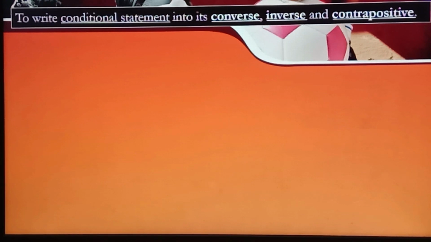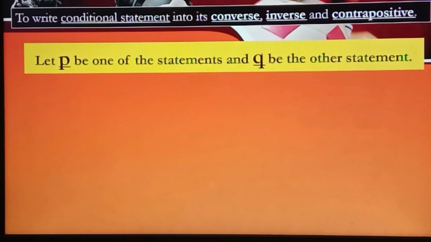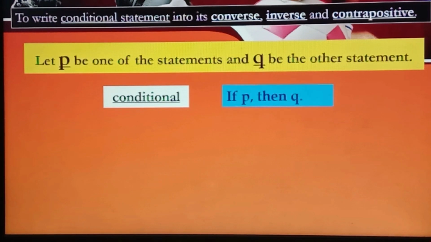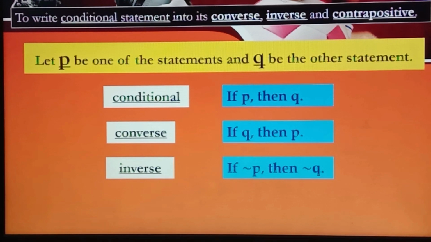Now let us try to go back to the definition of each statement. If we have our conditional statement in if-then form, we should have two statements here. So we let P be one of the statements and Q be the other statement. By that case, conditional: if P, then Q. So that is our conditional statement. And for our converse, it will be if Q, then P. And then the next one, for our inverse, it will be if not P, then not Q.